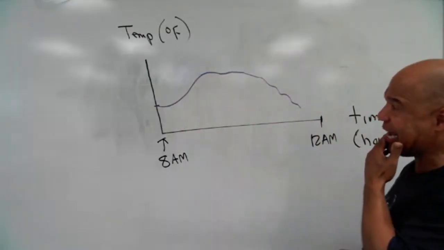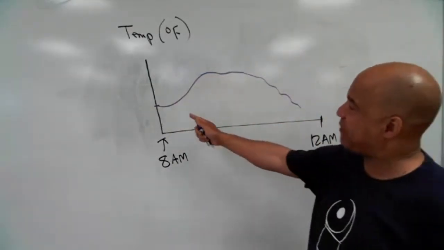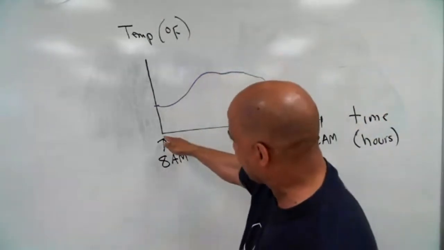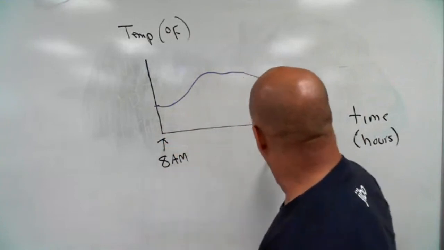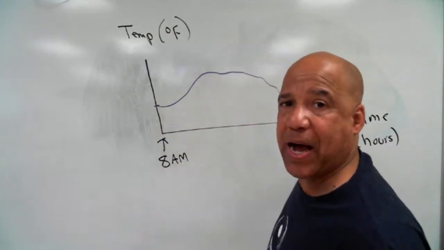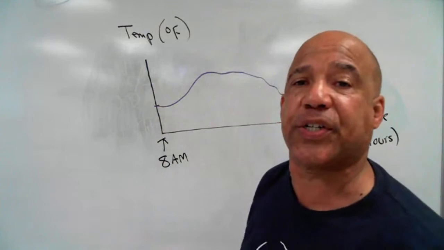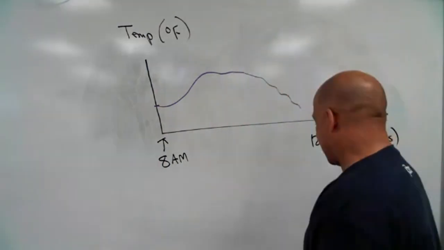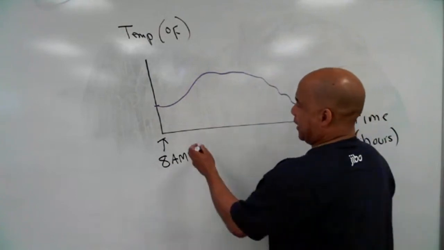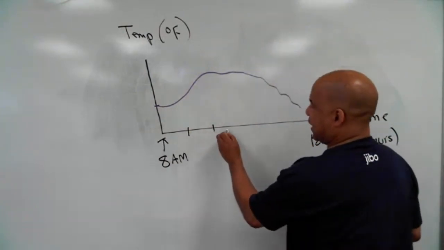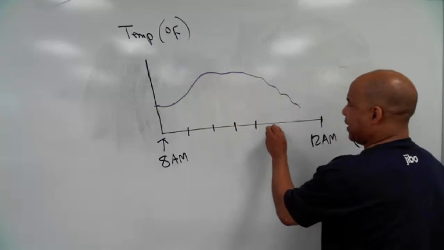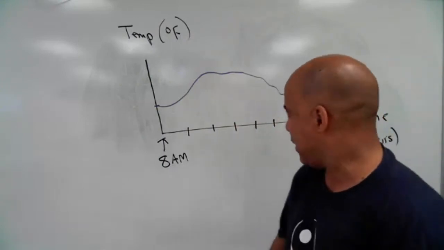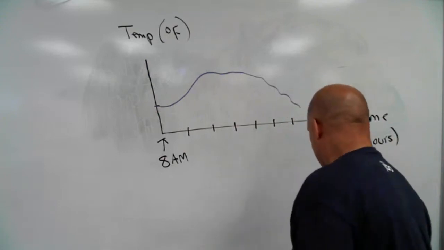I want you to imagine that instead of having this continuous graph, which you couldn't record anyway, because you'd have to stand there and look at the thermometer from 8 a.m. all the way till 12 a.m., which is not possible. But what you could do is say, I'm going to look at it every hour. So you go in and you look at it at this time and at this time and at this time. Every hour or maybe every half hour, you go in and you take a temperature.